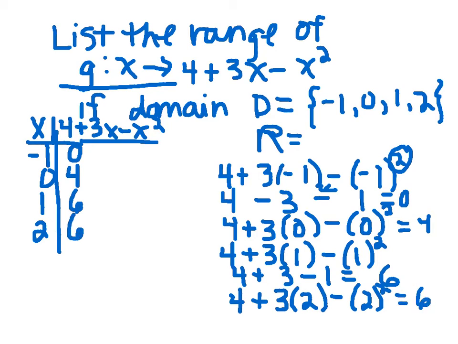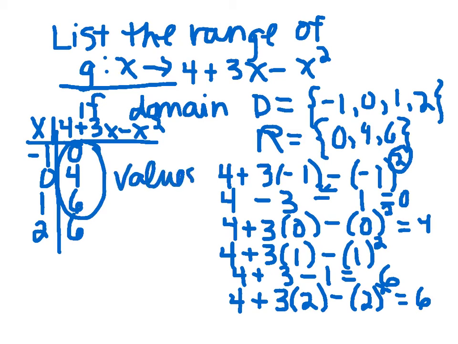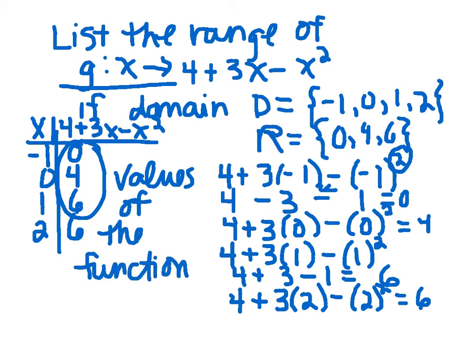When I list the range, I don't have to list a number twice. So the range is 0, 4, and 6. By the way, these numbers of the range are called the values of the function. Mostly, though, I don't want you to get too tripped up on the vocab too much. I want you to understand the math behind it.